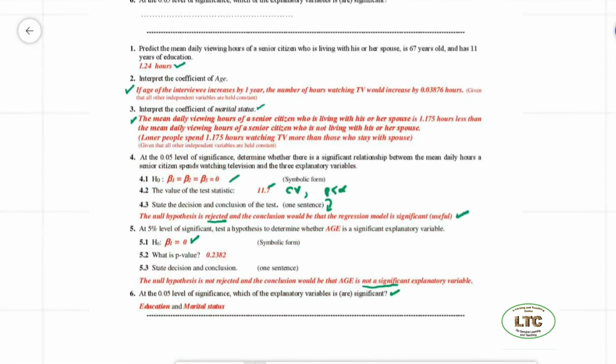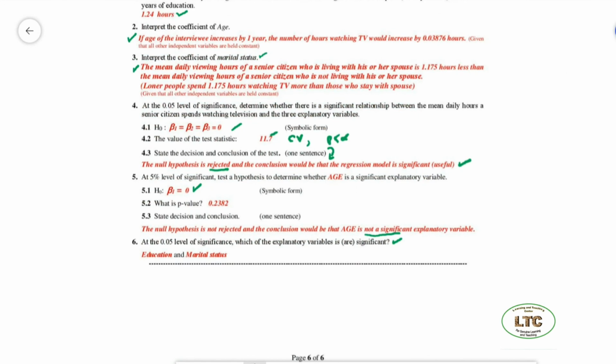This is the answer to 6. Education has effect upon daily television watching hours, marital status also. x2 has effect upon y, x3 has effect upon y. And that's all.